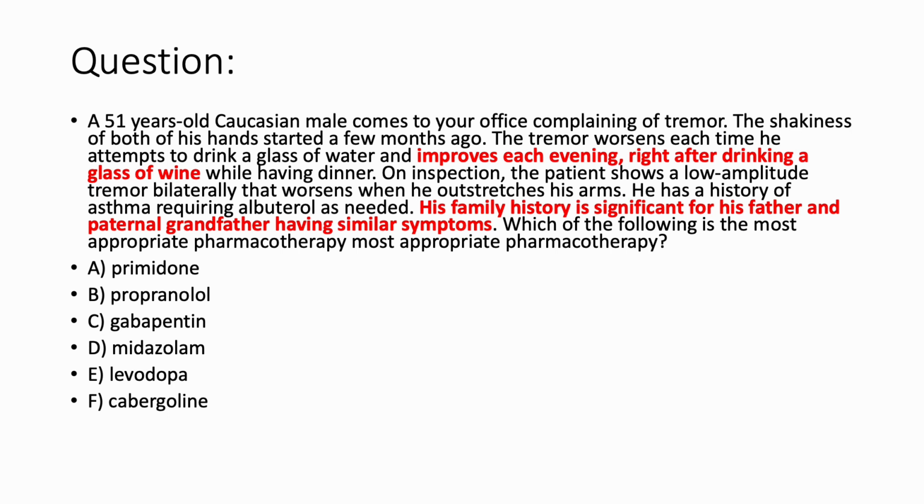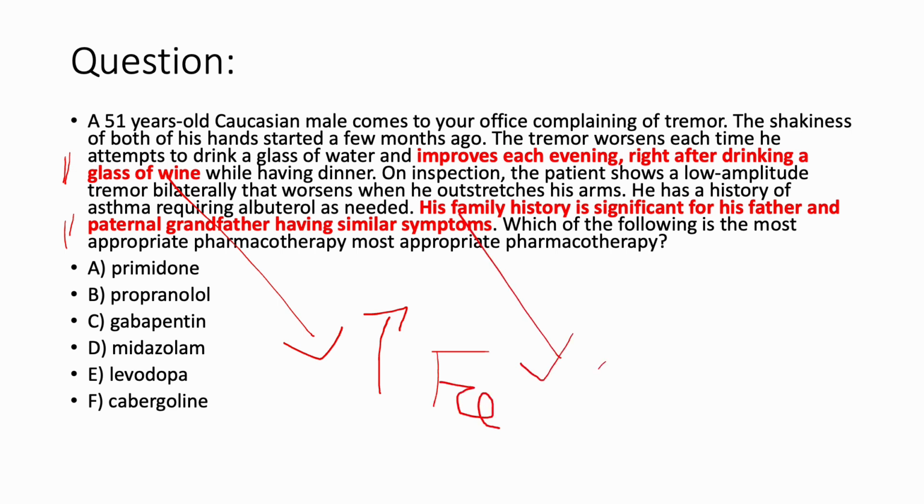So you can see in the question stem that I have highlighted for you the different clues that will allow you to differentiate between physiologic and an essential tremor. So it says that the tremor improves each evening right after drinking a glass of wine, and the family history is significant for his father and paternal grandfather having similar symptoms. So we have basically alcohol that improves the tremor, and there is also a history of relatives that have the tremor. This is really straightforward. This is what it is, guys. Try to answer yourself.